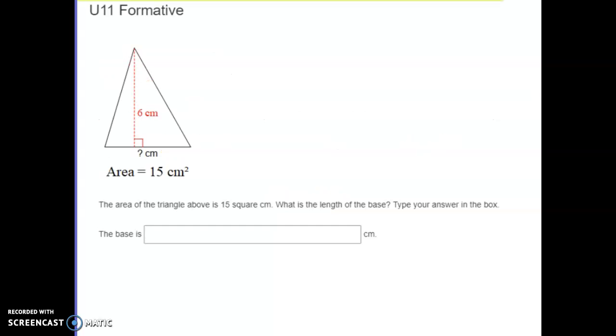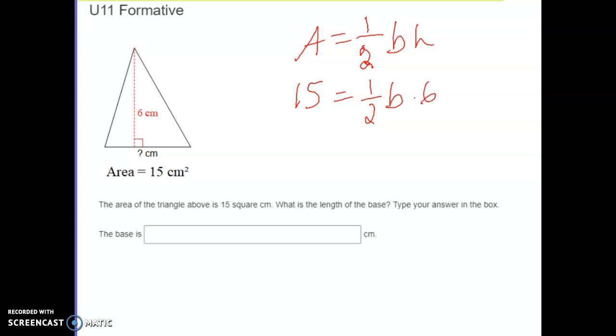Number 3, area of a triangle. Area equals 1/2 the base times the height. The area we're given is 15 centimeters squared, equals 1/2 base, which we don't know, times the height, which is 6. Half of 6 is 3, so I'm going to rewrite this equation as 15 = 3b, because that's just 1/2 times 6, or 6 divided by 2, however you want to look at it.